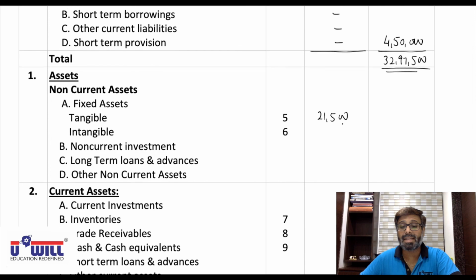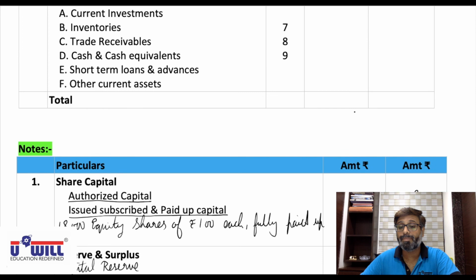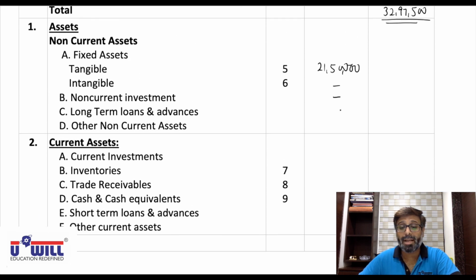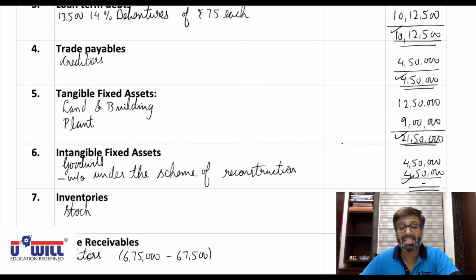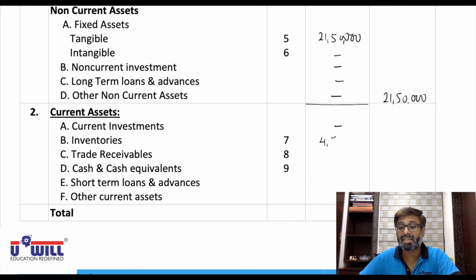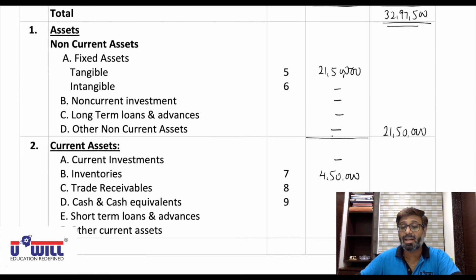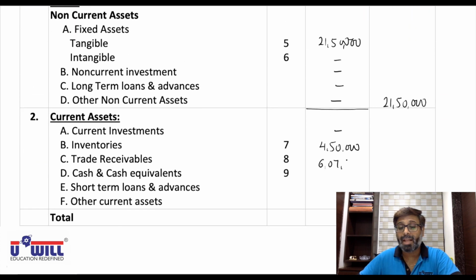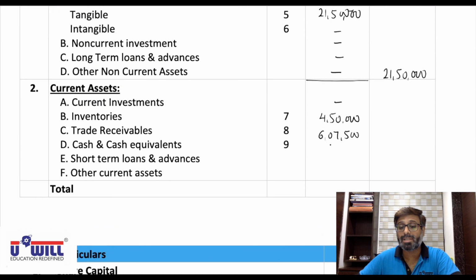Then note number 6, intangible fixed assets, we have nil. Goodwill has become nil. Then we don't have non-current investments, long-term loans and advances, other non-current assets. So 21,50,000 is the total of non-current assets. Current investments we don't have. Inventories are 4,50,000, as per note number 7. Then trade receivables as per note number 8, 6,07,500. And cash equivalents as per note number 9, 90,000.